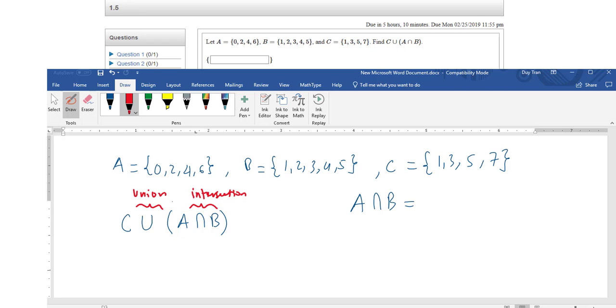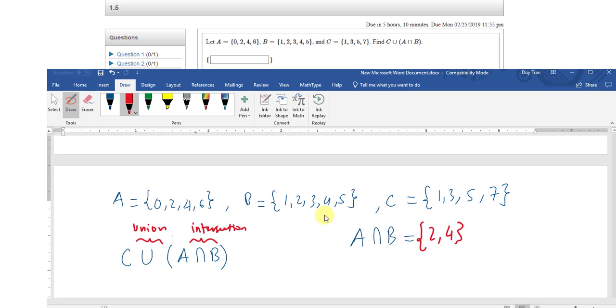So what are the terms that are in A and also in B? We can see that 2 and 4 are in both A and B. So 2 and 4 are the set for A intersection with B. So we have 2 and 4 because 2 and 4 are here and 2 and 4 are here. So that is good.